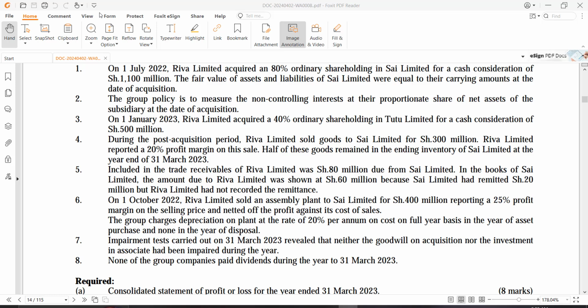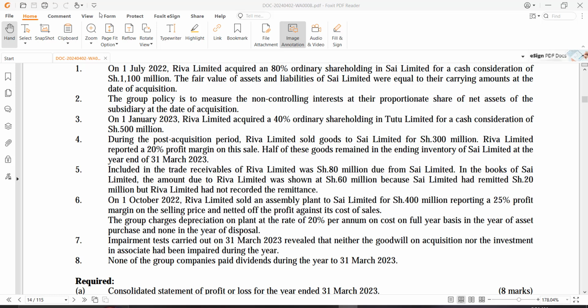So from that information, we can tell that there is an intercompany sale of goods between River and SAI, which is a subsidiary. And we also have unrealized profit because of the 20% margin that River made on those goods, half of those goods still remained in SAI Limited at the end of the year. So that will give us our unrealized profit.